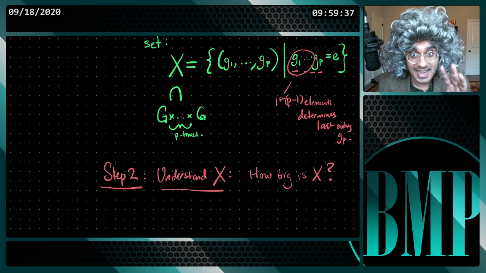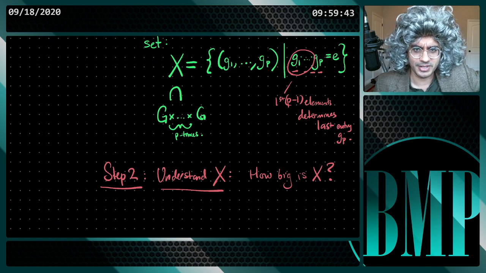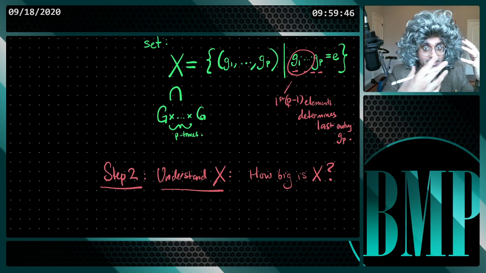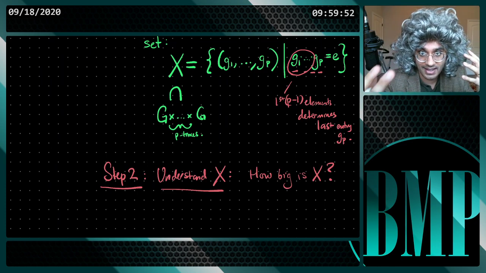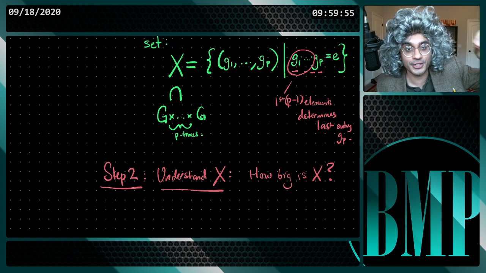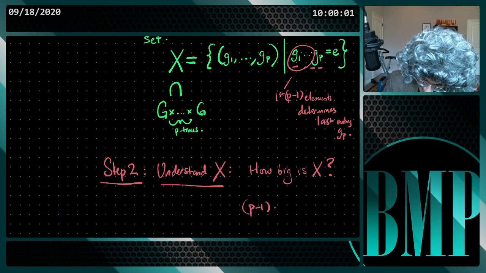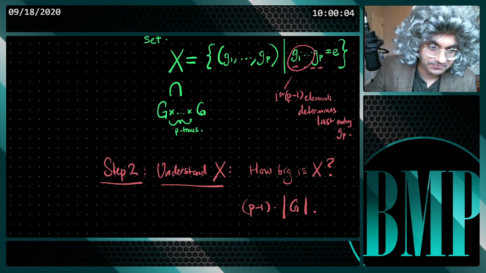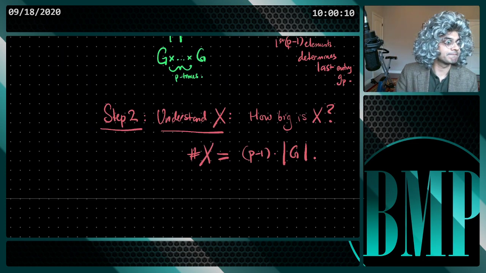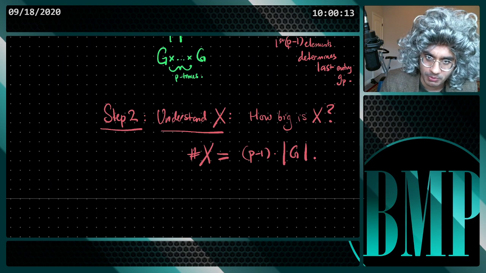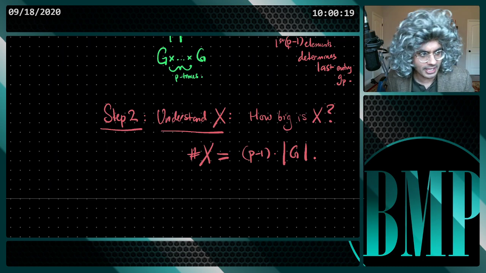That's the first thing to observe. Second, you can put any choices for the first p minus 1 elements, because you can always swoop in by multiplying by the inverse of the product to get to the identity. So you can freely choose the first p minus 1 entries. So how big is X? It is the size of the group G to the power p minus 1. That's our set X, it's a finite set, and that's how many elements it has.